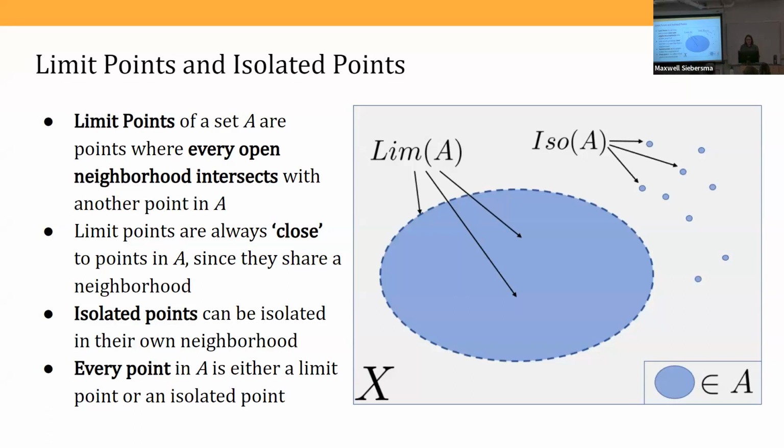On the other hand, there are isolated points, and this is kind of the opposite case where we can find an open neighborhood to isolate them in. So like these singleton ones out here, all living on their own, no neighbors to speak of. And limit points don't have to be elements of the set A, but we can break up the set A into limit points and isolated points. Within the set, it's going to be one or the other based on how we can isolate things in neighborhoods.